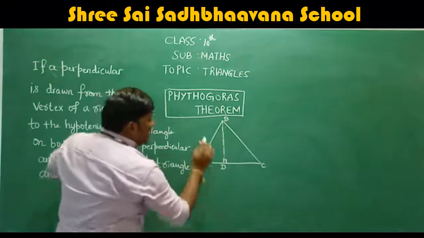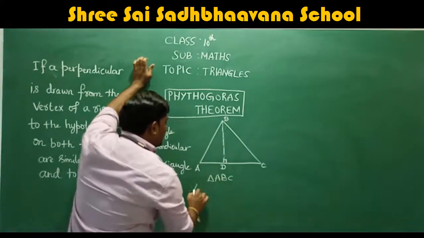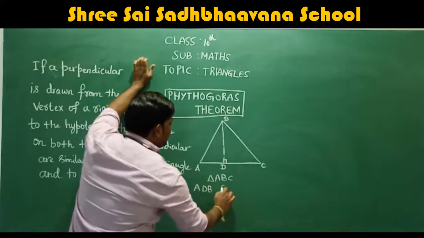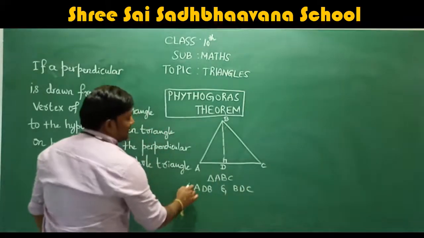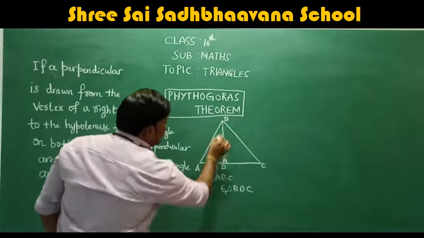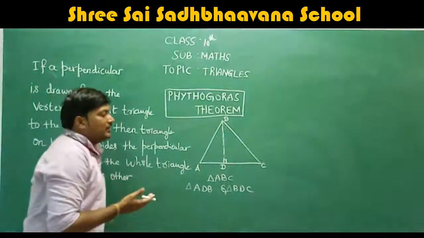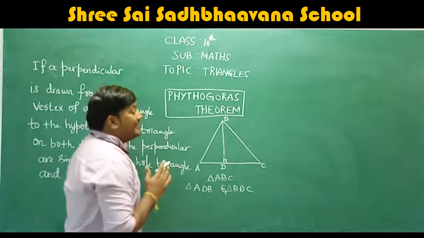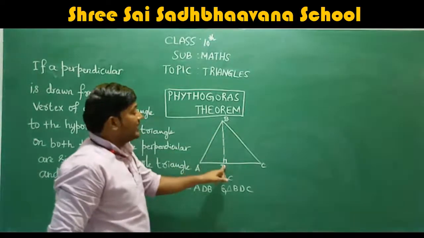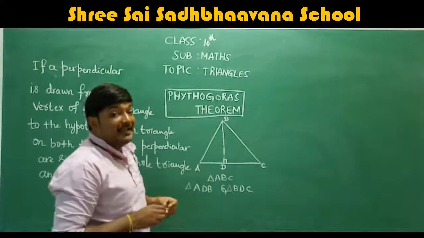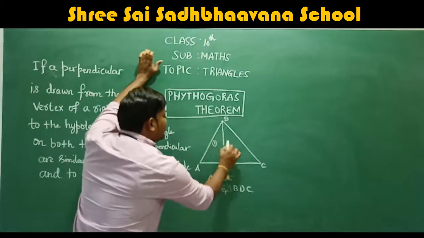So this is dividing triangle ABC into two different triangles. What are those? One triangle is ADB and another triangle is BDC. Okay, we got two triangles here. How? Because of the perpendicular BD. Because you drew the perpendicular BD, it divides the triangle ABC into two different triangles: one is triangle ADB, another is triangle BDC. This is one and this is two.